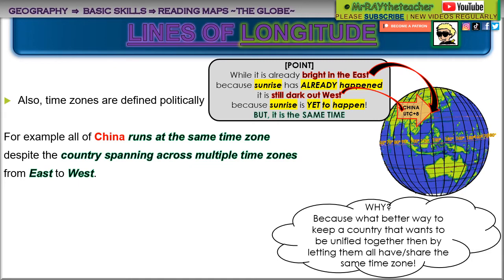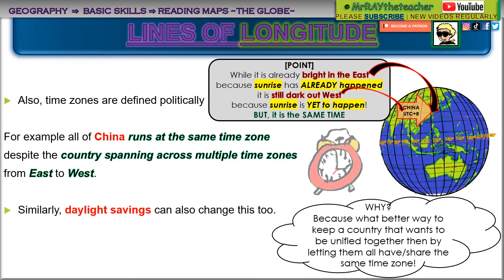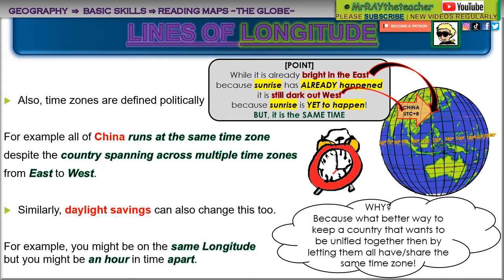So why? Anyway, because what better way to keep a country that wants to be unified together than by letting them all share the same time zone? Yeah, think about that one.